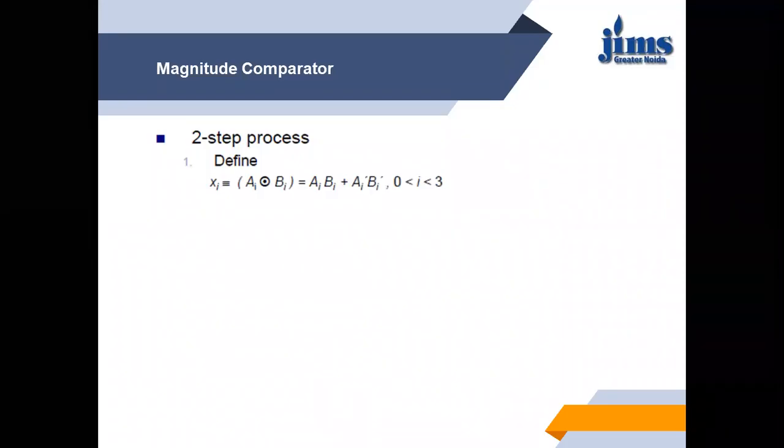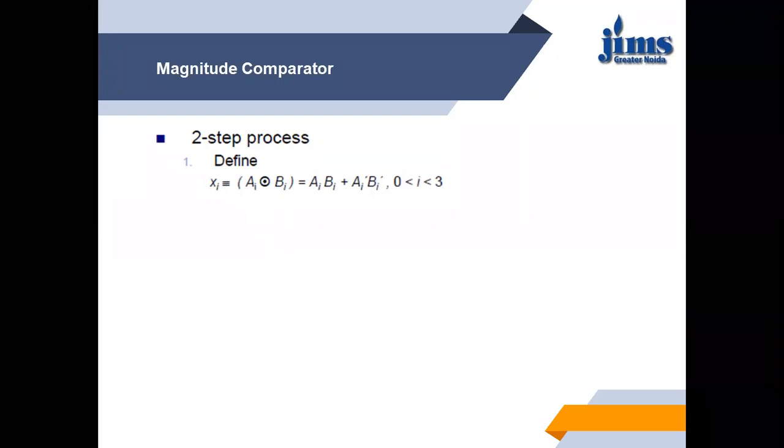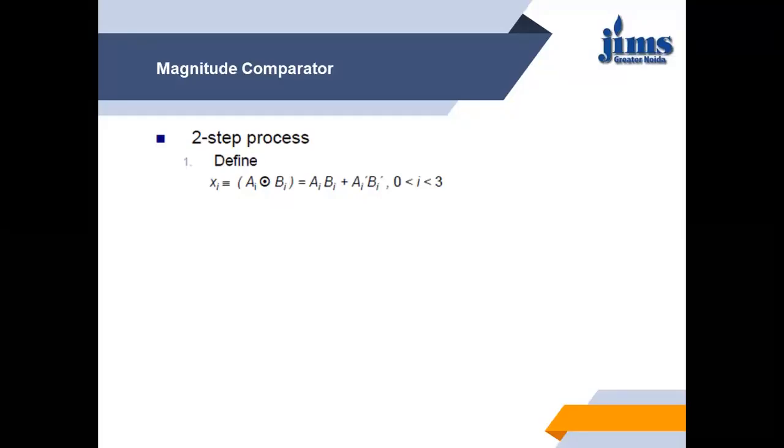Now suppose we define xi as a combination logic, equal to ai XNOR bi. XNOR says ai bi plus ai bar bi bar. This is our logic. So we have used an XNOR gate, and the output of the XNOR gate we have defined as xi, and xi is equal to ai bi plus ai bar bi bar. That is your XNOR gate.